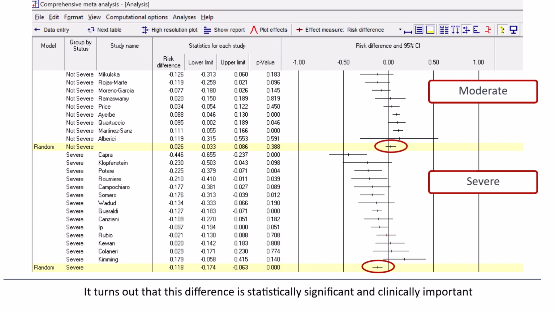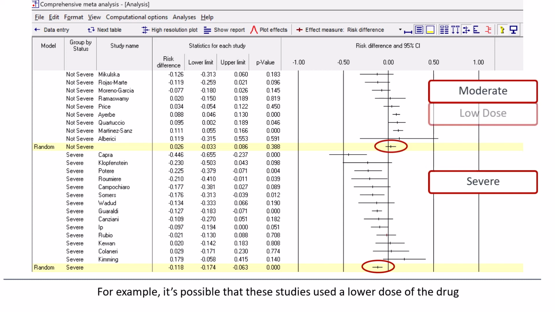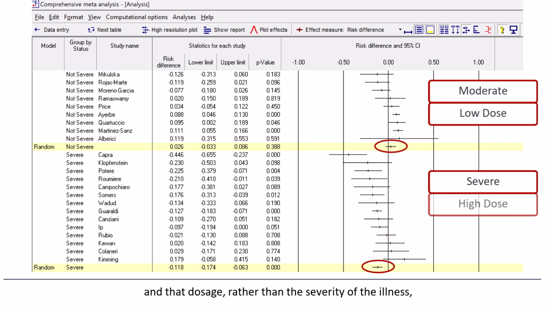It turns out that this difference is statistically significant and clinically important, and so the subgroup analysis appears to support the hypothesis. However, this could be due to a confound. For example, it's possible that these studies used a lower dose of the drug, while these used a higher dose, and that dosage, rather than the severity of the illness, is responsible for some or all of the difference between groups.